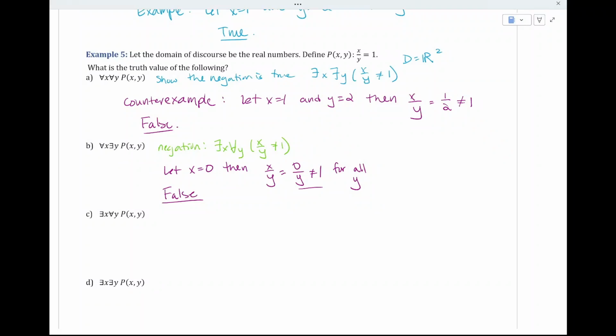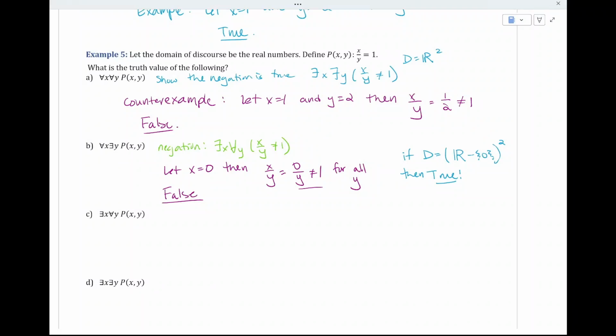And I think this is the only way that this works, is if you let x be 0. If x is anything else, then this isn't going to work. Okay. So I guess what I could do for this one is, if my domain was all the real numbers except for 0, then this statement will be true. But if I'm allowed to pick 0 for x, then this statement is false. Next one.